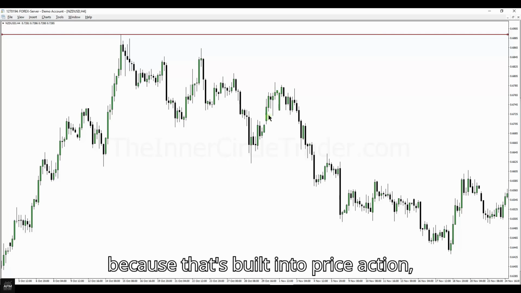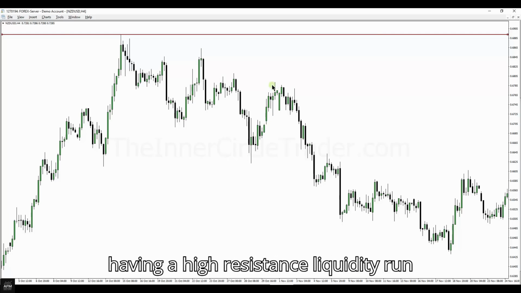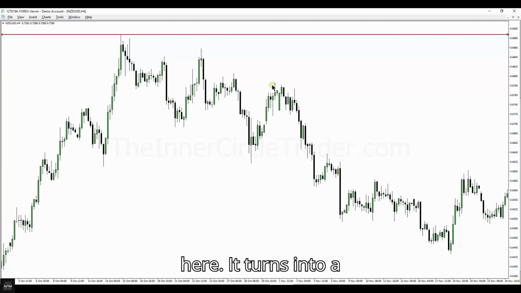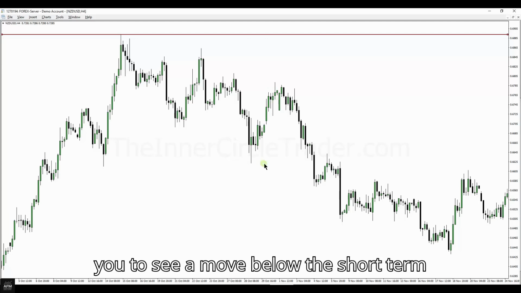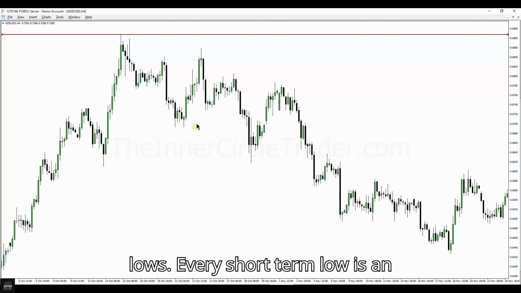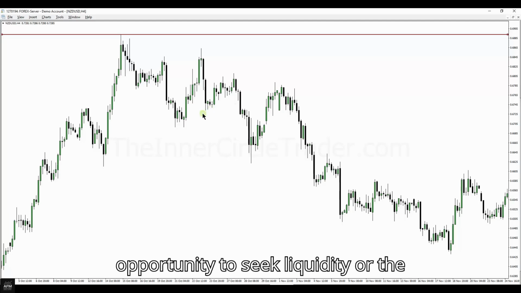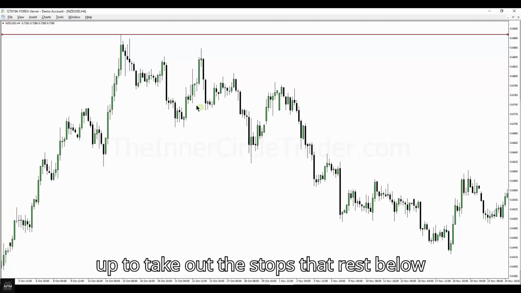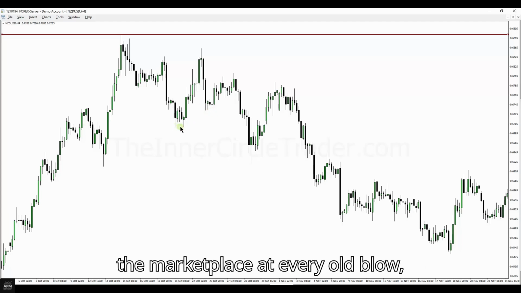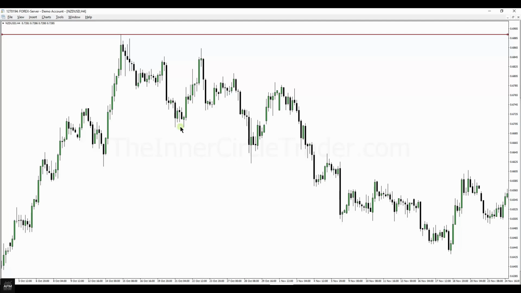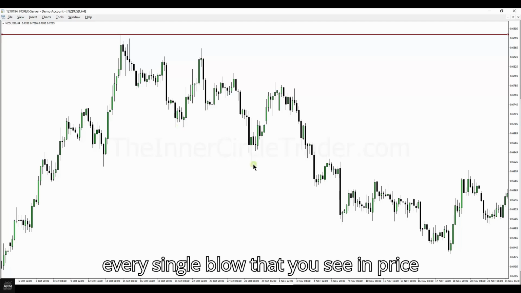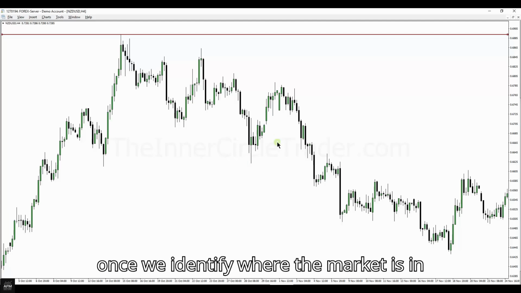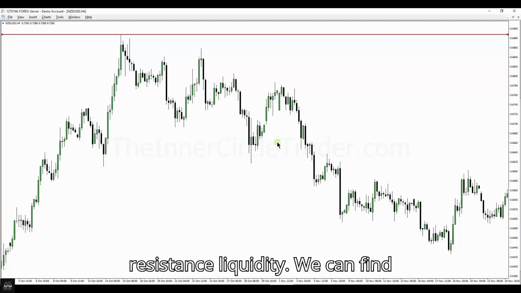But because that's built into price action, having a high resistance liquidity run here, it turns into a low resistance liquidity run for you to see a move below the short-term lows. Every short-term low is an opportunity to seek liquidity, or the market to expand down after a retracement up to take out the stops that rest below the marketplace at every old low. Every single low that you see in price, once we identify where the market is in terms of high resistance or low resistance liquidity, we can find old lows to the left.